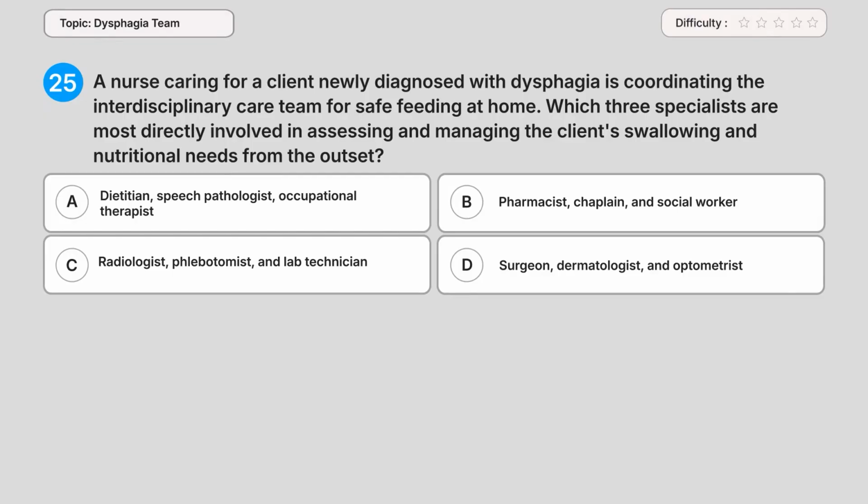25. A nurse caring for a client newly diagnosed with dysphagia is coordinating the interdisciplinary care team for safe feeding at home. Which 3 specialists are most directly involved in assessing and managing the client's swallowing and nutritional needs from the outset? A. Dietitian, speech pathologist, occupational therapist. B. Pharmacist, chaplain, and social worker. C. Radiologist, phlebotomist, and lab technician. D. Surgeon, dermatologist, and optometrist.